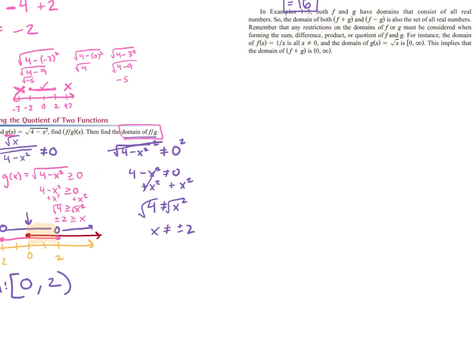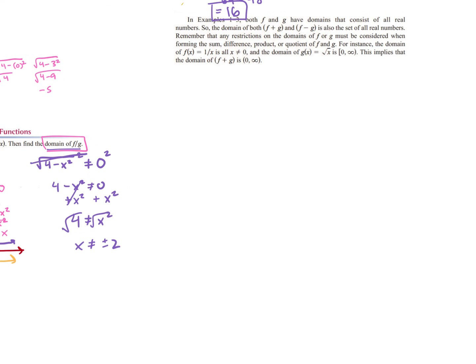So the only time we really need to check our domain is when we have square roots or when we have fractions. Because my square root has to be greater than or equal to 0, whatever's inside of it. And in my fraction, the denominator cannot be 0. So those are the 2 instances where you have to check your domain.